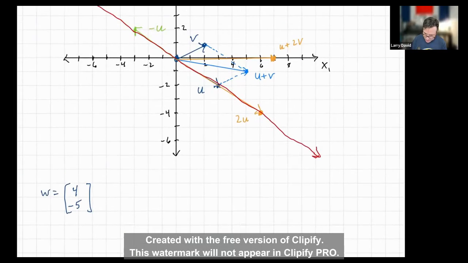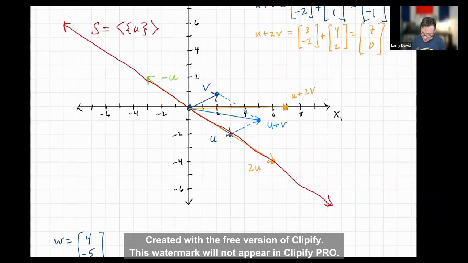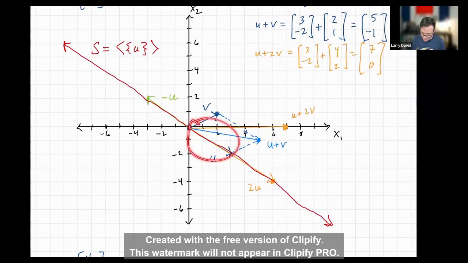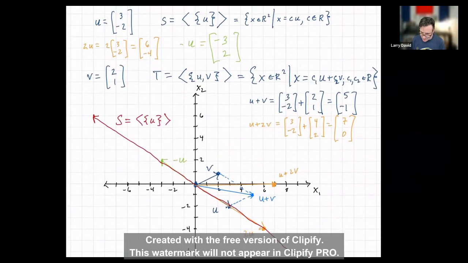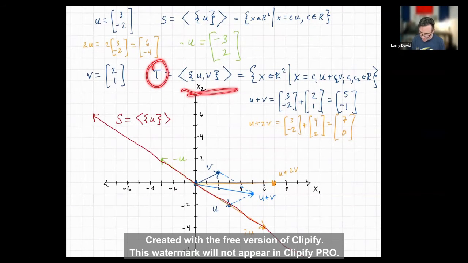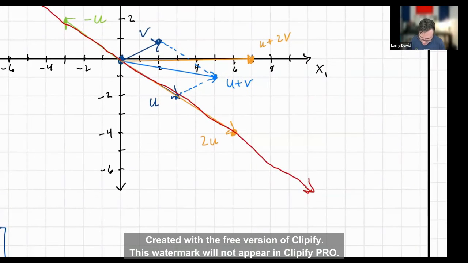And I want to know, can I get to that point using some linear combination of u and v? Another way to say that is, is w in the span of the set containing u and v? Okay, so let's find the point. 4 and then negative 5, so down here.